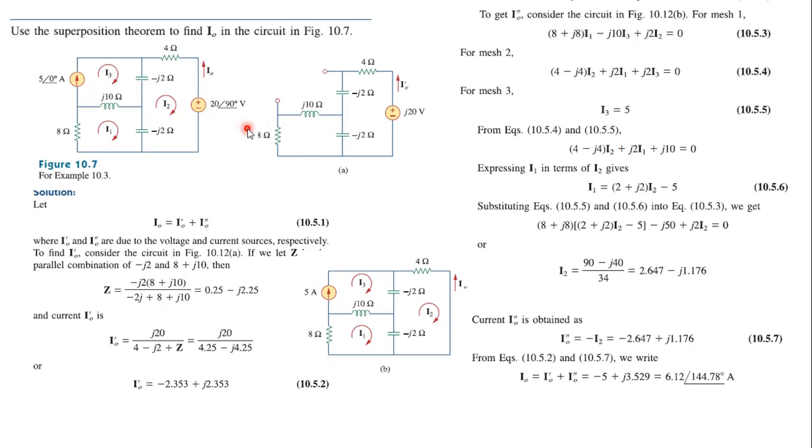So the solution is: let us consider I0 is equal to I0 dash plus I0 double dash. Now this I0 dash is the current due to the voltage source alone. So this is the first point. When we consider only the voltage source, the current source is removed.